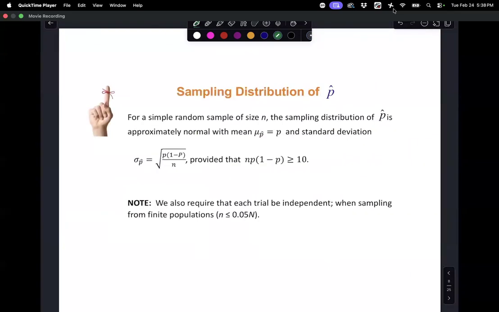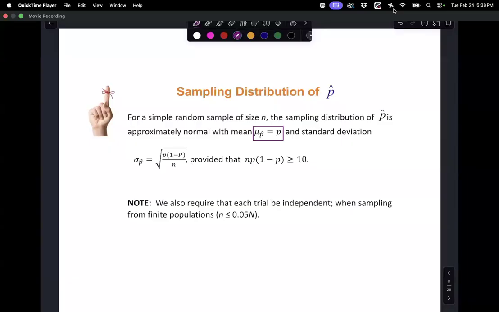Let's get to some math. As a reminder, if we have a simple random sample, our mean is going to be whatever the population proportion is, or whatever our p hat is. So we're going to use our p hat for our mean.